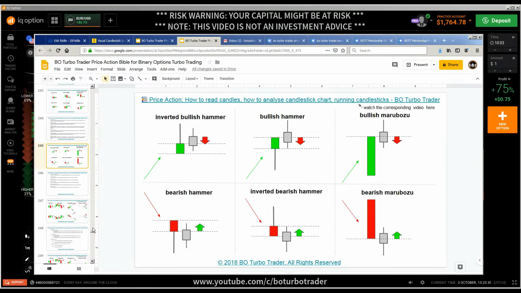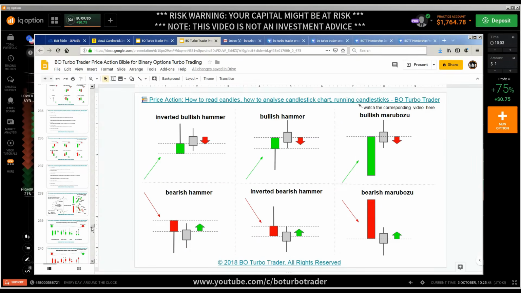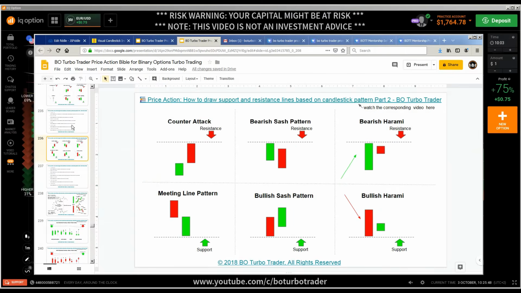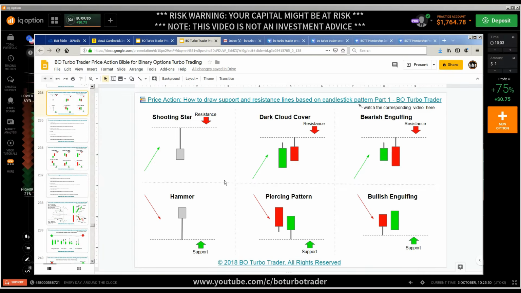You see, let me see if I can show this about the price action Bible, and you see, here are so many explanations. So, here we have this candlestick. You see this kind of candlestick pattern here. This candlestick pattern is showing how to draw support and resistance lines based on candlestick patterns, part 1.